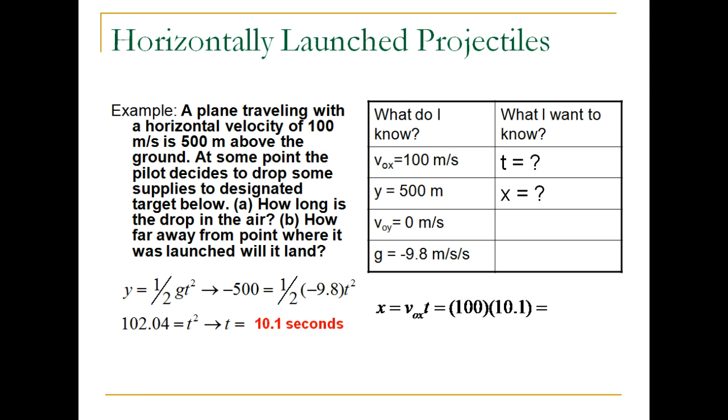To find the range, my initial velocity in the x direction is 100 meters per second, and I know my time now, 10.1 seconds, so I'm going to plug that in, and it gives me 1,010 meters from where it was dropped. So these equations are just our kinematics equations we already know. We just have to plug in the numbers and use the appropriate equation.